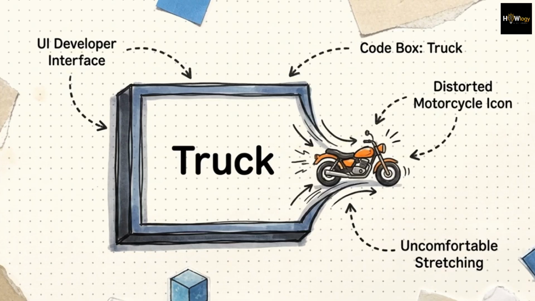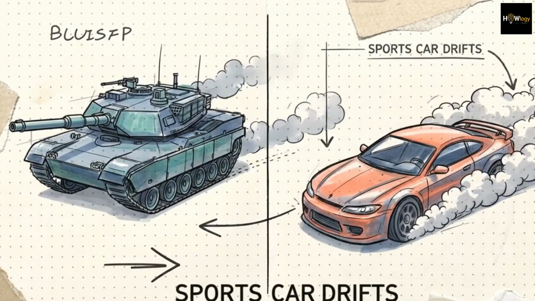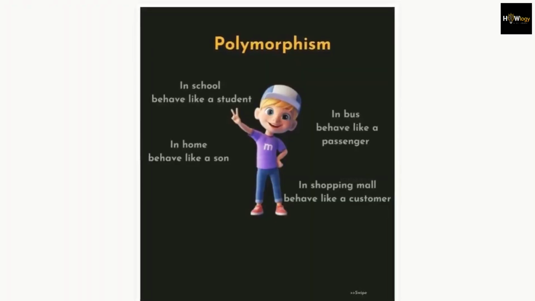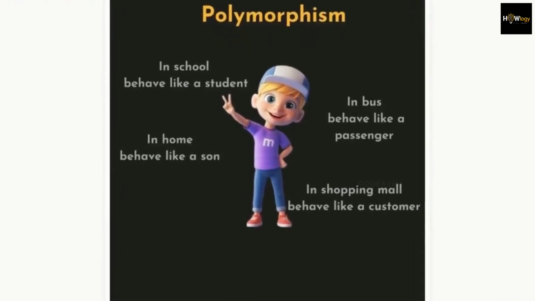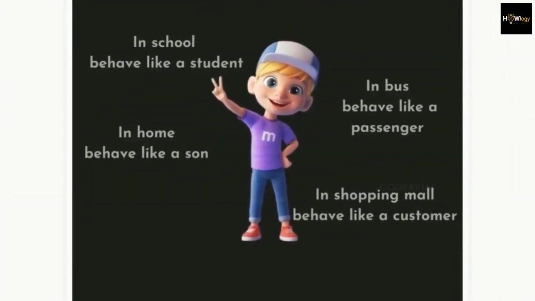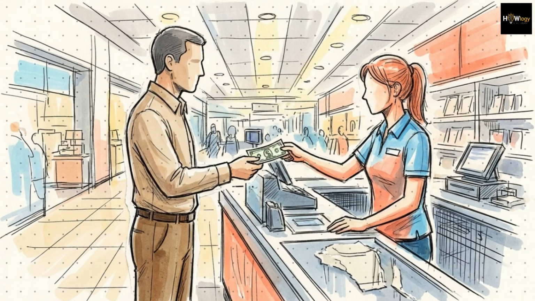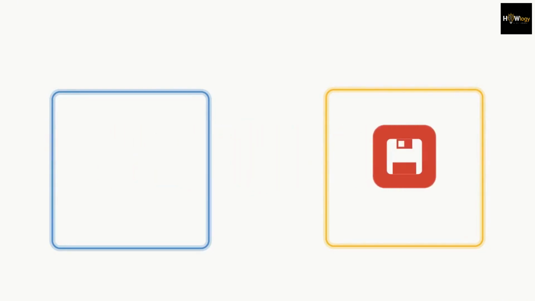But inheritance creates a new issue: rigidity. Sometimes, objects that share a parent class need to perform the exact same action, but in entirely different ways. To give code the freedom to adapt, developers use polymorphism, the ability of one object to adopt multiple behaviors depending on its environment. Just like a single person acts as a student in a classroom, a son at home, or a customer in a shopping mall, a piece of code can shift its function based on the context.